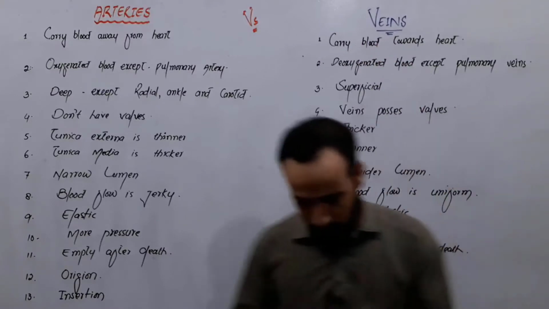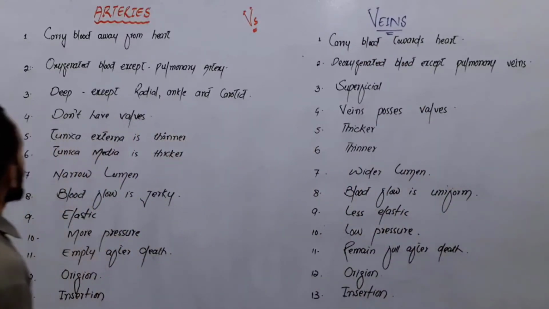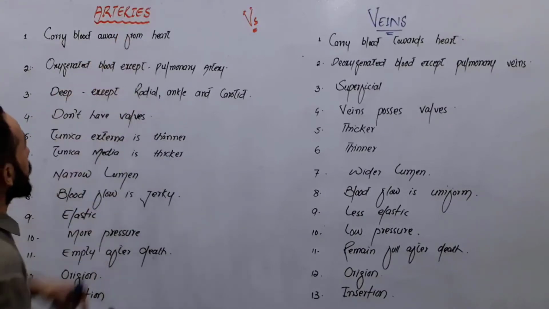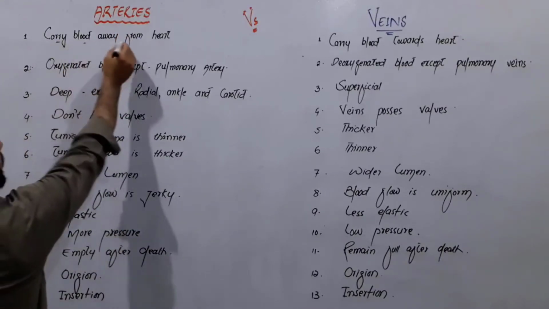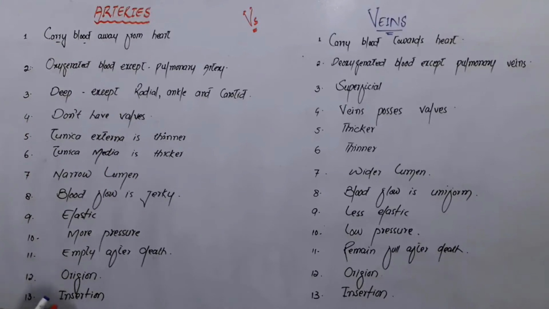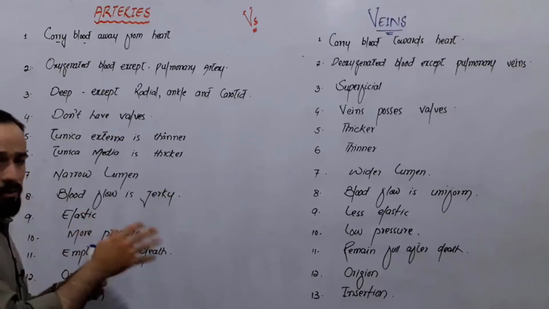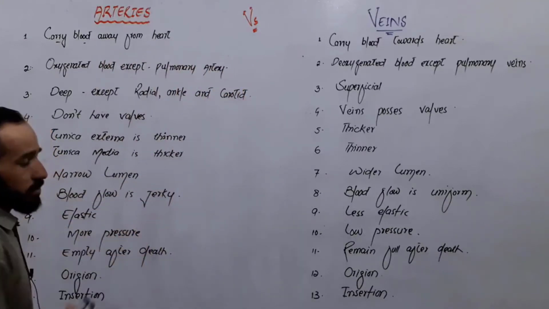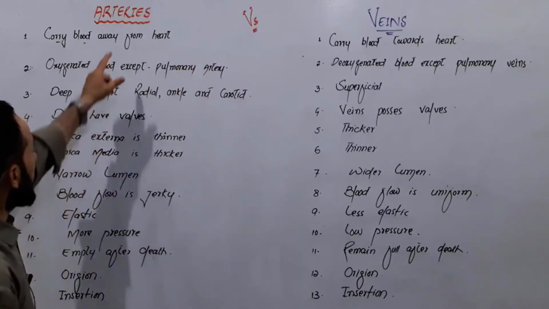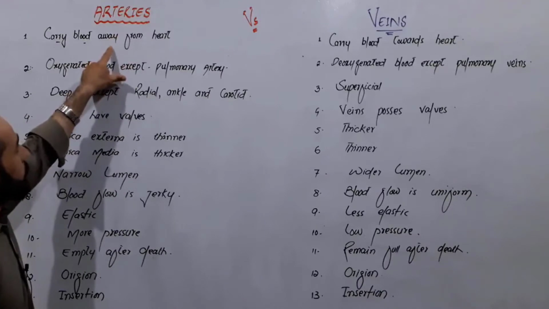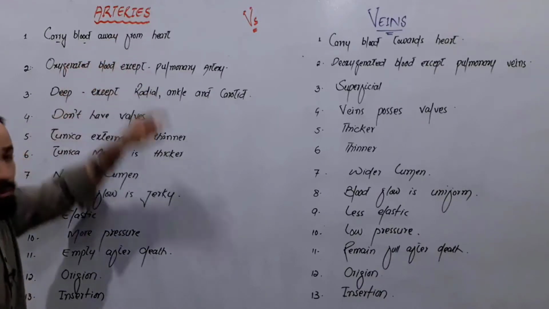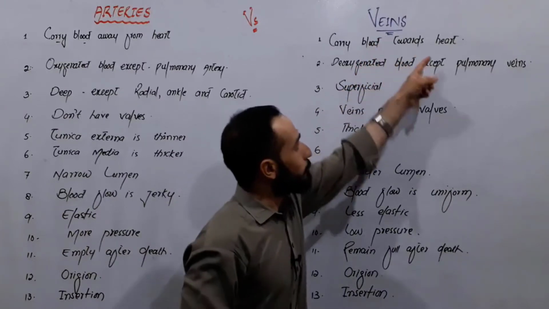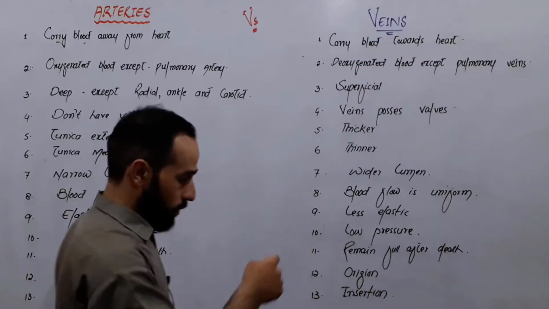So let's begin. First of all, we know that arteries are those blood vessels which carry blood away from the heart. So we are just giving you some different points about arteries and veins. We should know some differences between them. Arteries are those blood vessels which carry the blood away from the heart, and veins are those blood vessels which bring the blood towards the heart.